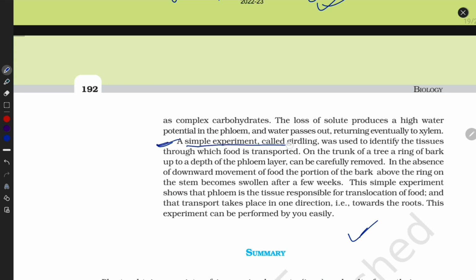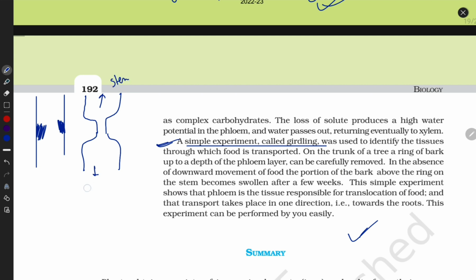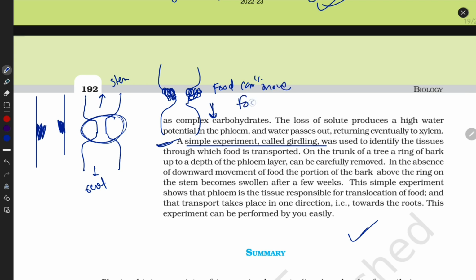There is a simple experiment, girdling. There are some scientists who take a stem, and they cut the border area of the stem like this. So this upward area goes toward the stem and this downward area goes towards the root. What they observe is some deposition of food here, because food can't move forward or towards the root. So food deposits here, but water can easily flow, but food can't flow. This is the girdling experiment.